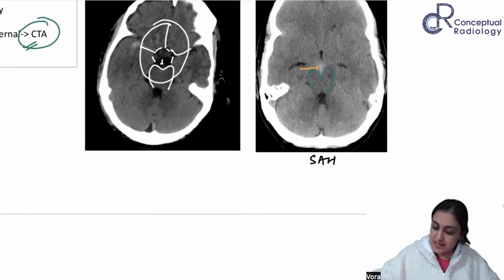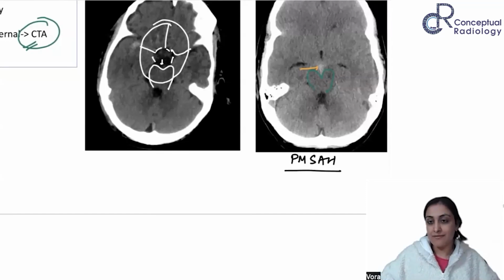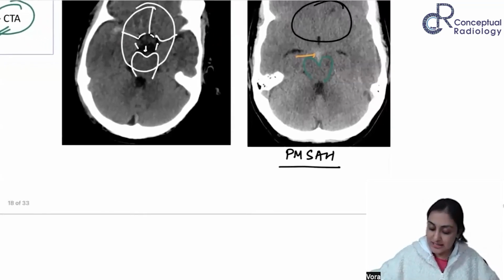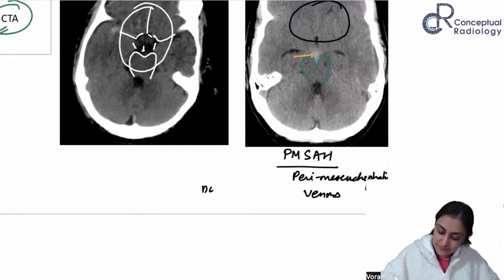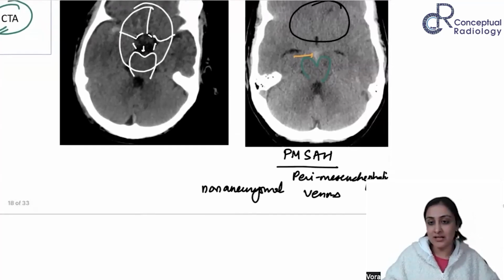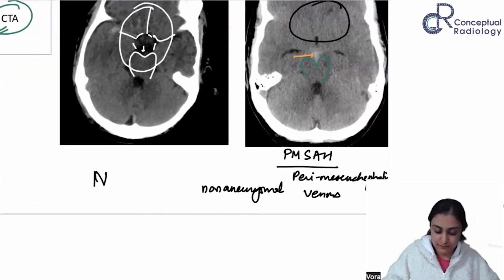This is a perimesencephalic SH. This is a very specific type where you don't see SH anywhere. I just see it around the midbrain. So इसका नाम है perimesencephalic SAH, and this is something that is venous in origin, and this is something which is non-aneurysmal. So इसका पूरा नाम जानना, it's a very scary name. इसका पूरा नाम है non-aneurysmal perimesencephalic SH.